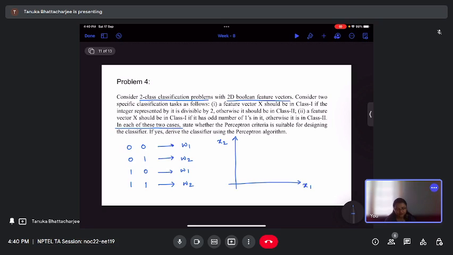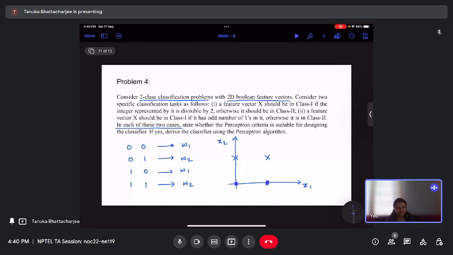So, 0 0, which is over here, belongs to class omega 1. So, this is one sample of class omega 1. Now, 0 1 belongs to class omega 2. So, 0 1 belongs to the other class, let us say here. Now, 1 0 again belongs to class omega 1. So, 1 0, which is over here, will be denoted by a circle, and 1 1, which is somewhere over here, again belongs to class omega 2. So, these are the classes.